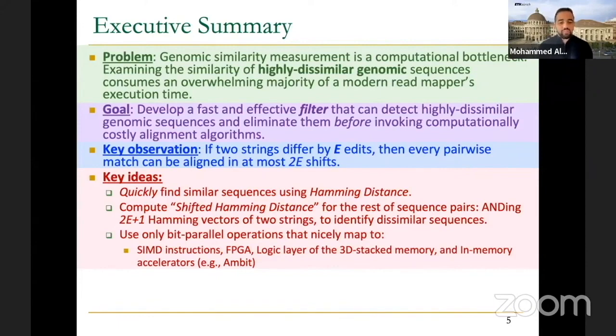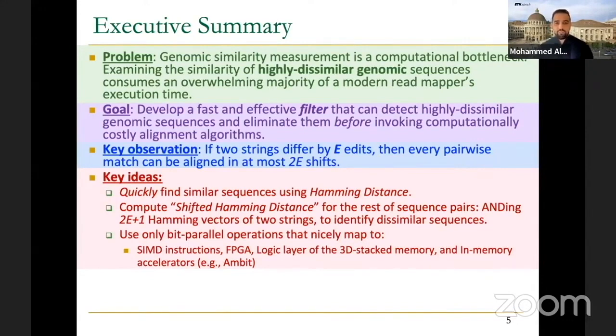After Hamming distance, we compute shifted Hamming distance, which is a generalized version, or special case, of Hamming distance for the rest of the sequence pairs. We AND all these 2E+1 Hamming vectors of the two strings to identify the similar sequences. Now, if we find that the number of differences exceeds the threshold, then we can make a very good decision about whether these are similar or dissimilar. But we cannot make such a decision in the first step.